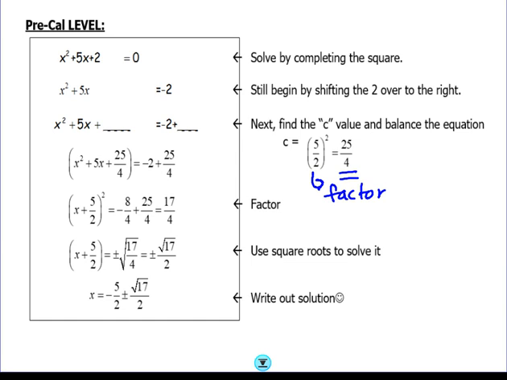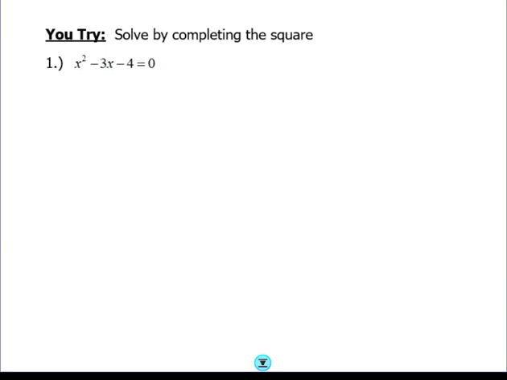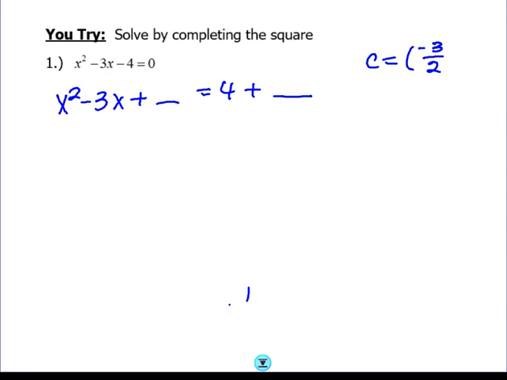So we're just going to practice a couple with fractions where b is not even. So here I'm going to move the 4, plus something is equal to 4 plus my c. Find c, so it's half of b squared. So that's going to give me 9/4. So I'm adding 9/4 to both sides. So when I factor, what multiplies to give you 9/4 and adds to give you negative 3, it's going to be negative 3/2. So x minus 3/2 squared.